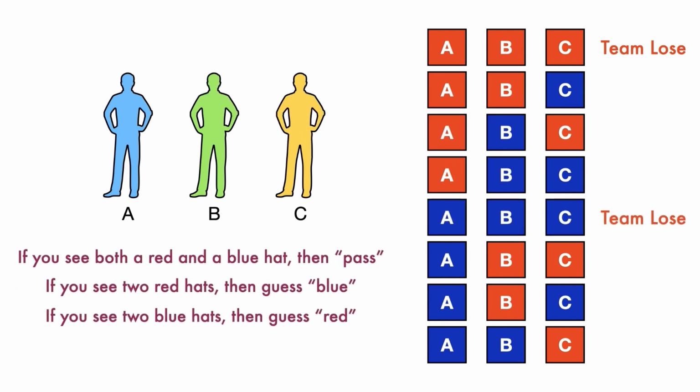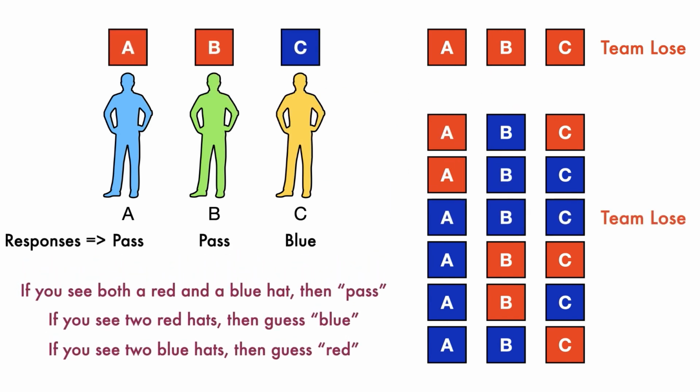So now let's consider the second combination. Here player A sees one red and one blue hat, hence the player replies, I pass.